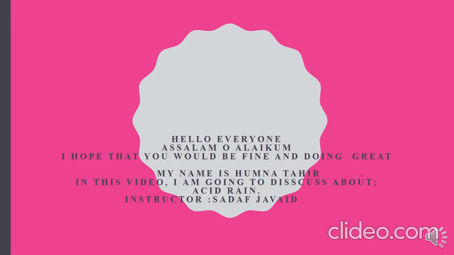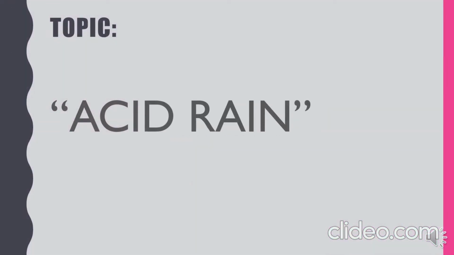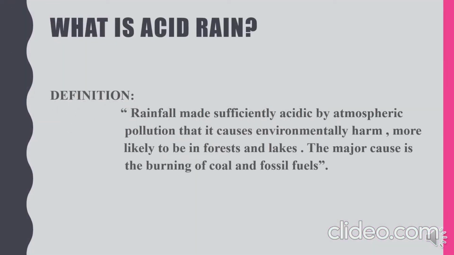In this video, I am going to discuss acid rain. The topic is acid rain. What is acid rain? So let's start with the definition. Rainfall made sufficiently acidic by atmospheric pollution that it causes environmental harm, more likely to forests and lakes. The major cause is the burning of coal and fossil fuels.